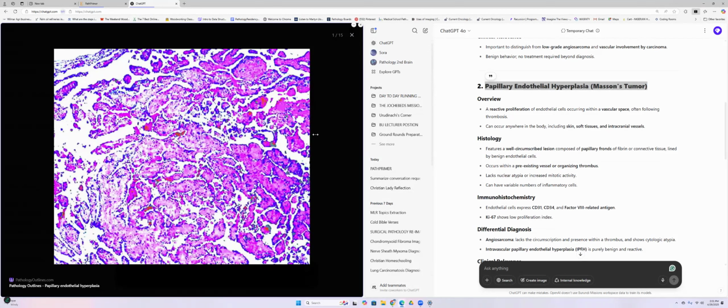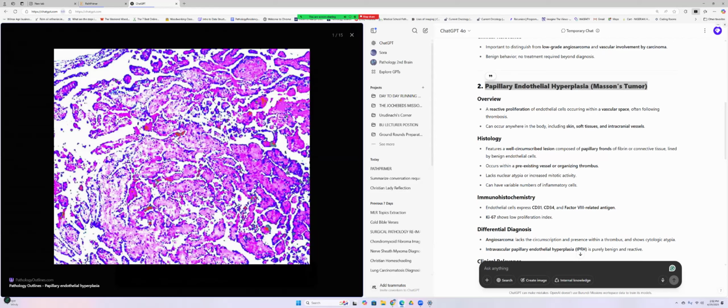Histologically, it's a well circumscribed lesion composed of papillary fronds. You can see papillary fronds. That's why there's papillary in the name, papillary endothelial hyperplasia. Papillary fronds of what? Fibrin or connective tissue, lined by benign endothelial cells. They occur within pre-existing vessels or organized thrombus. If there's thrombus, the thrombus contains fibrin, right? Then it fragments into multiple fronds lined by endothelial cells. This probably would have been an initial thrombus made up of a fibrin network. The endothelial cells will now form around them to form papillary fronds of fibrin or connective tissue.